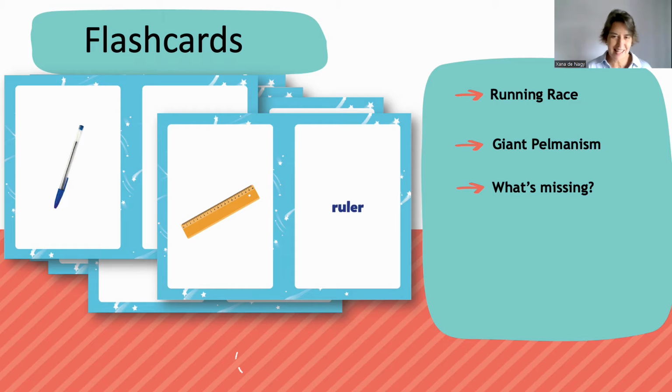Also, sort of what's missing. Again, this is not a new activity, but it's a fun activity where you display many of the flashcards on the board. Children cover their eyes, you take one away, and they have to look and see which one is missing. So they look and they have to remember which of the words are missing. Funny drills. This is something that I really enjoy doing, and I think the children have fun with them.